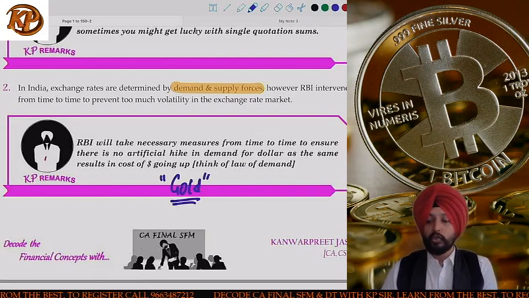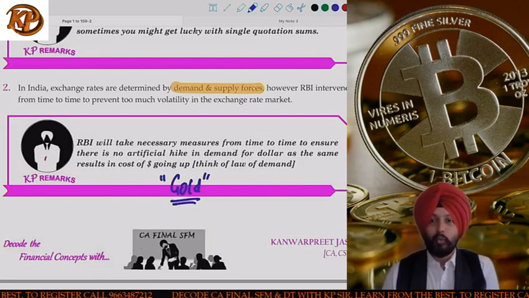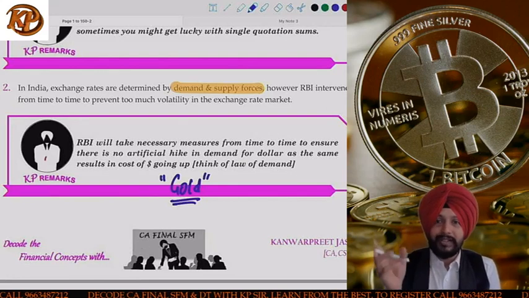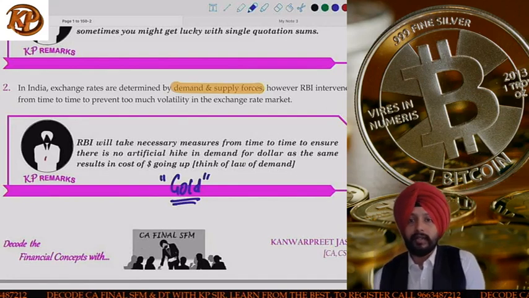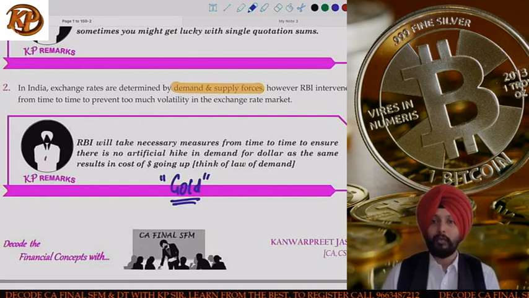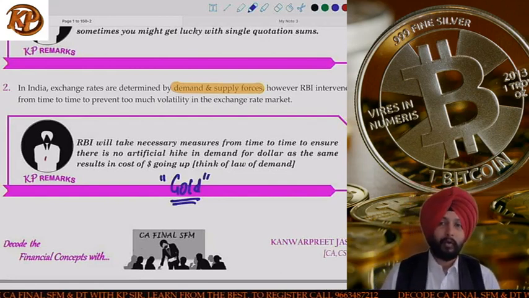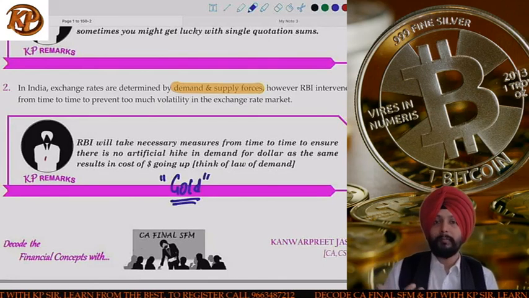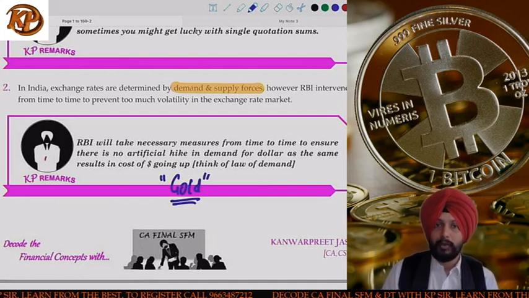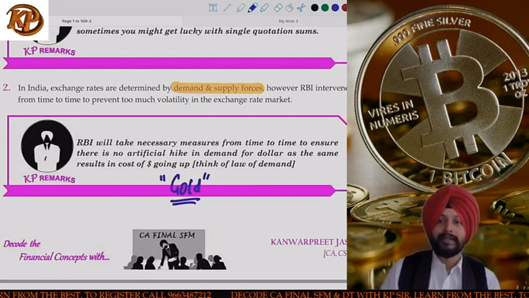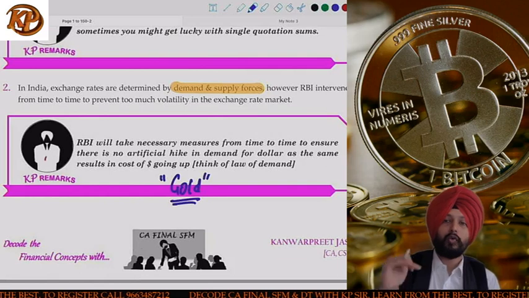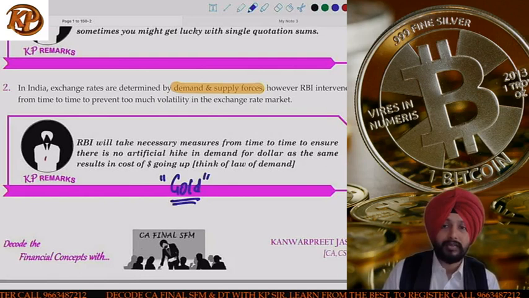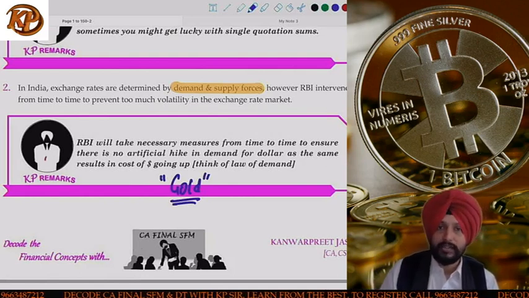When the import duty on gold is increased, the cost for the retailers will also go up. If the cost for the retailers goes up, people will be discouraged from buying gold, and accordingly the demand will go down. If demand goes down, then imports will come down. If imports come down, then obviously the demand for dollars will also go down, and accordingly dollar prices will also come down, because if there is lower demand for dollars, there will be a lower price for dollars. This is the strategy.